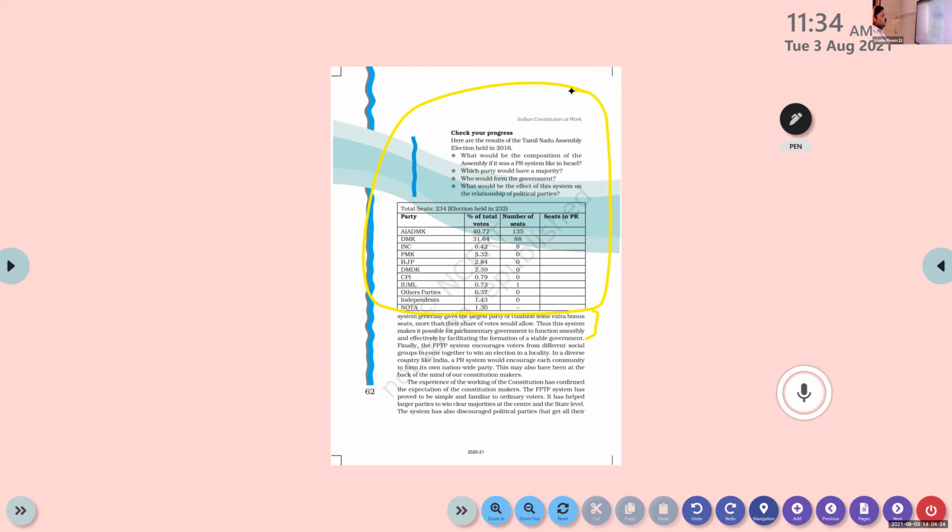Now you can see here, there's a box for you. Here are the results of the Tamil Nadu Assembly election held in 2016. What would be the composition of the assembly if it was a PR system like Israel? Which party would have a majority? Who would form the government? And what would be the effect of the system on the relationship of political parties? You can see here.